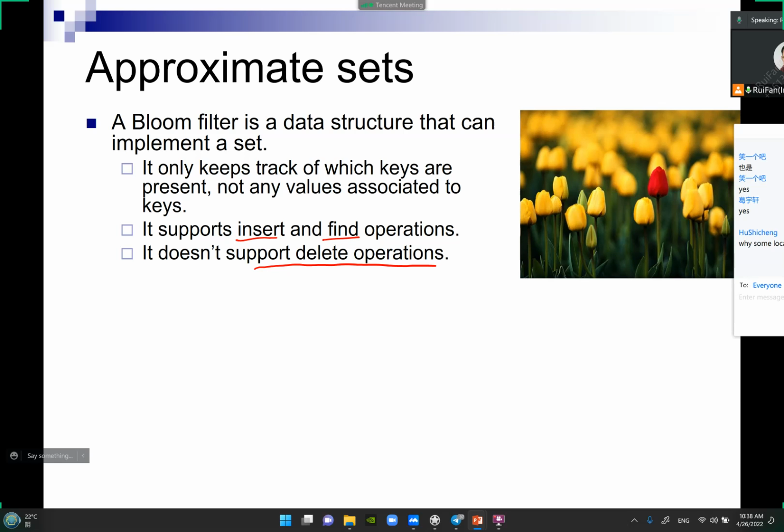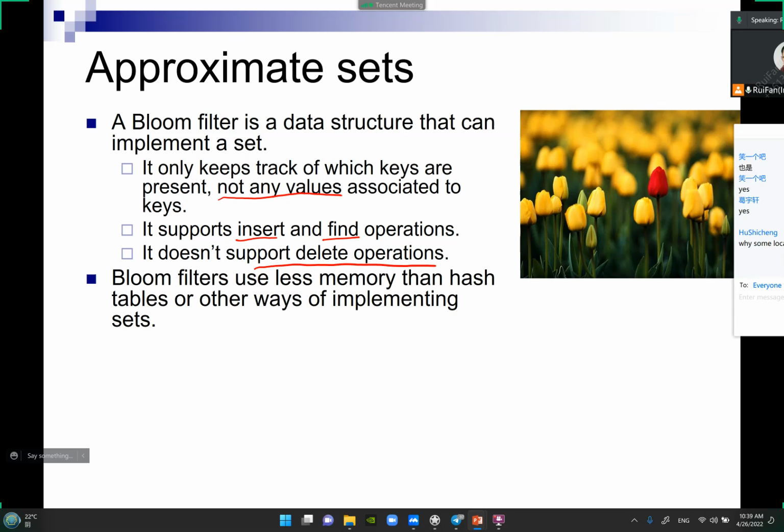Furthermore, you can only keep track of which keys are in the Bloom filter. The Bloom filter cannot keep track of any values associated with the keys, whereas with a hash table, you can store both a key and a value for that key. So the Bloom filter is kind of like a hash table, but it's actually weaker than a hash table because of all these limitations.